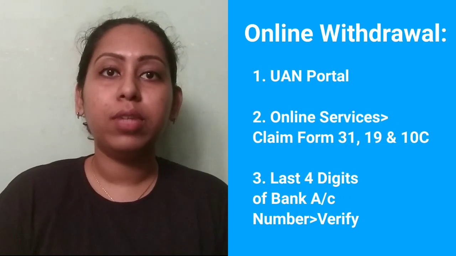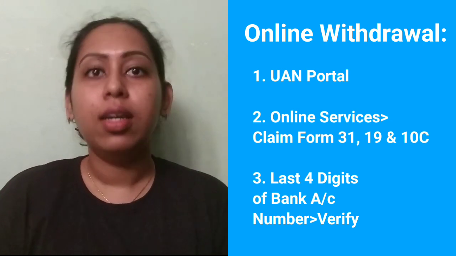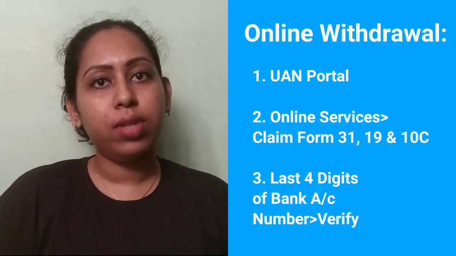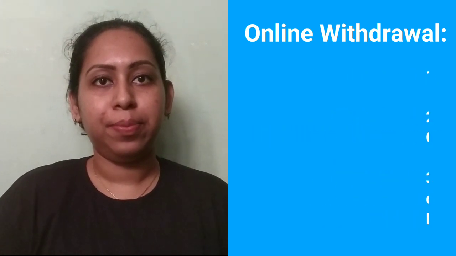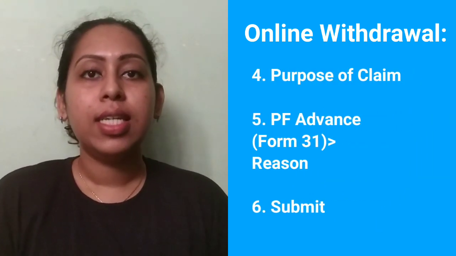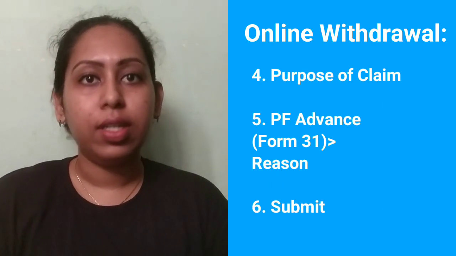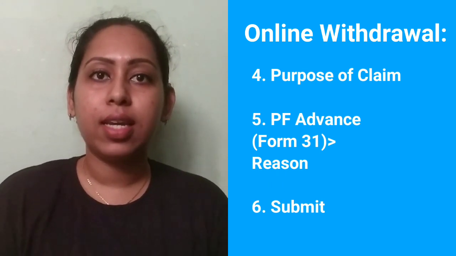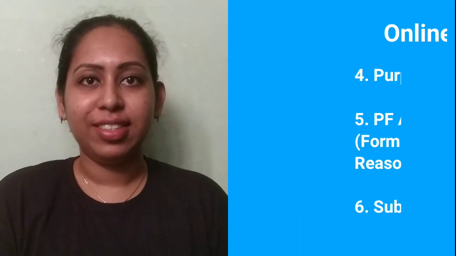select the claim form 31, 19 and 10C, enter the last 4 digits of your bank account number and click Verify. In the claim form, select the purpose of the claim from the available options. Select PF Advance Form 31 and provide the reason for seeking advance. Submit your application. It usually takes 15 to 20 days for the money to get credited to your bank account.